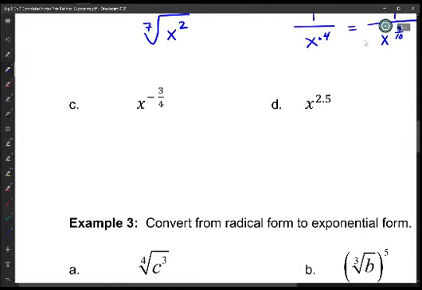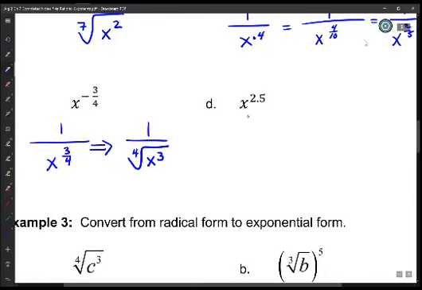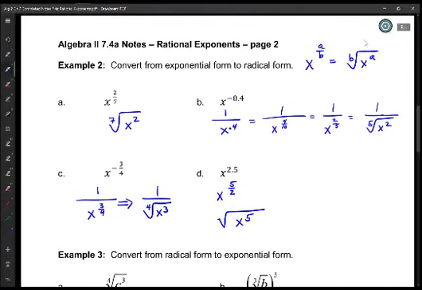Here we have x to the negative 3/4. So that's 1 over x to the positive 3/4, which leads us to 1 over the 4th root of x cubed. D, x to the 2.5 is really 5/2. So that's the square root of x to the 5th. Realize I do not need to put a 2 in my problem. So here are some examples of converting from exponential to radical. We really are just trying to get comfortable moving back and forth today and simplifying.